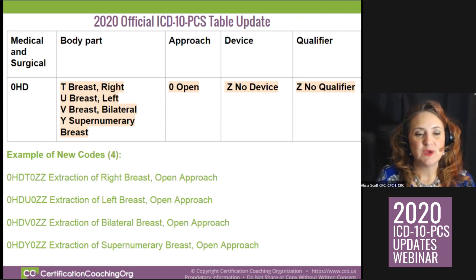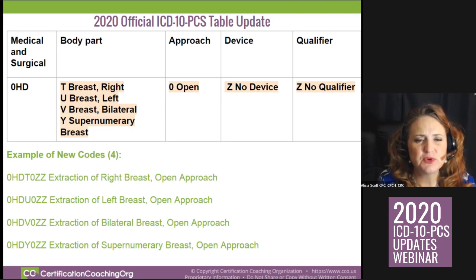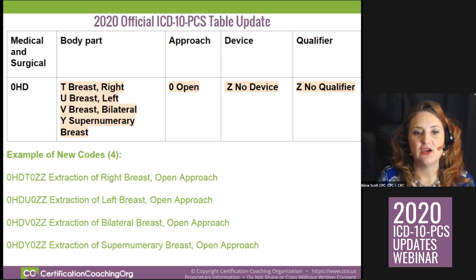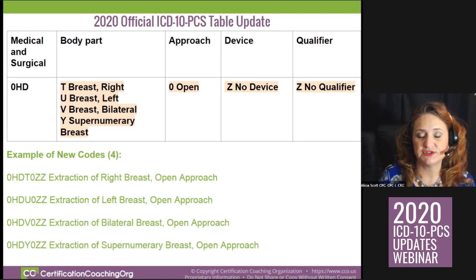Moving on, now we're in 0HD, MedSurg. We're going to be extracting something, and they added the ability to extract from the right breast, laterality, or bilateral, or supernumerary breast. And of course, since they gave us those, we only have one approach that can be used: open, no device, no qualifier.